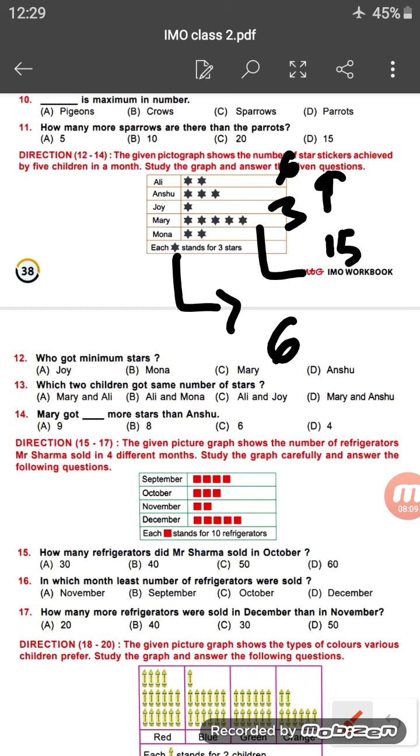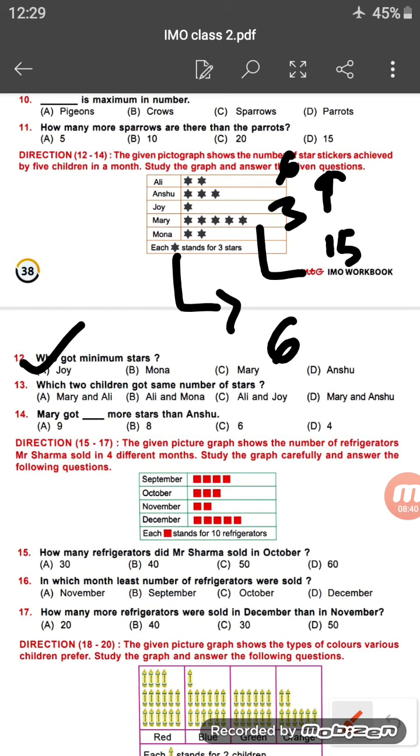Now who got the minimum stars? Who has got the minimum stars? Who has got not very many stars? Okay, so here Ali 6, Anshu 9, Joy only 3. So obviously option A.